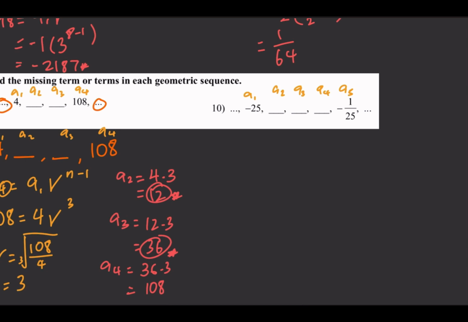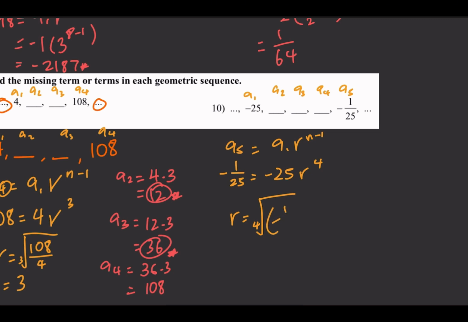Now, we know that A5 equals A1 r to the n minus 1. So A5, negative 1 over 25, equals negative 25 r to the n minus 1. Well, this is 5 minus 1, so it is 4. Now, very simple. We just apply the fourth root of negative 1 over 25.